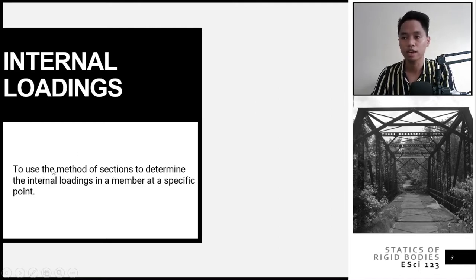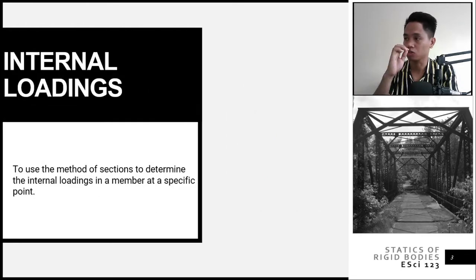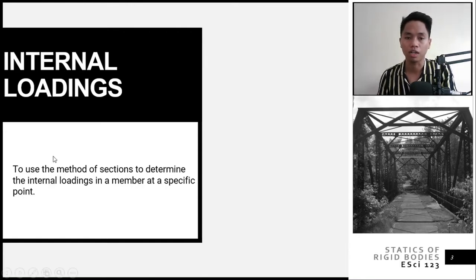So, what we are saying here is we can understand the internal loadings in a member if we are going to use the method of sections. The method of sections is where we pass a section, okay? You know how to place a section, right? Because you have done drawings, alright? So we need to pass a section at the point where we want to determine the internal loadings, and then the internal forces that we are going to determine will appear there.